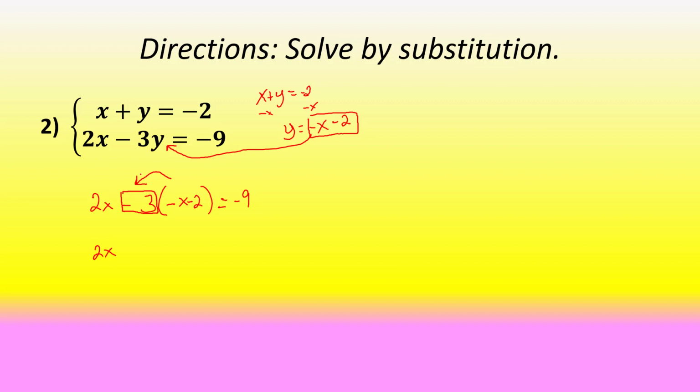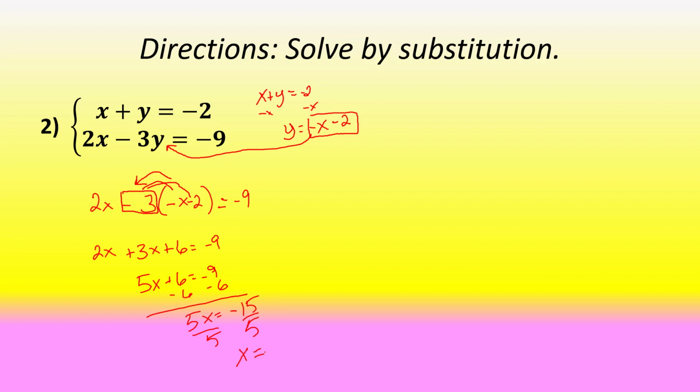So let's drop down the 2x. Negative 3 times negative x is going to give us a positive 3x. Negative 3 times negative 2 is going to give us a positive 6 equals negative 9. Well, now we're just solving a two-step equation. 2x and 3x is 5x plus 6 equals negative 9. We subtract 6 from both sides. So 5x equals negative 15. And we divide by 5 on both sides so that x is equal to negative 3.